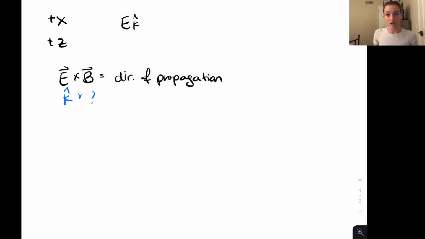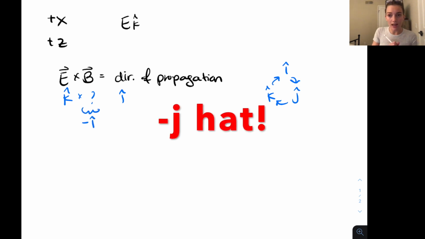We don't know what direction the magnetic field is in. And then the direction of propagation was in the X direction, so we'll call that the I hat direction. So you have to do K cross what is equal to I hat. So we can draw our little circle here. And so now we can see K cross, definitely not I, right? K cross J gives you I, but we're going backwards, so that introduces a negative sign. So K cross negative J gives you the positive I hat direction. So this here is actually negative I hat.